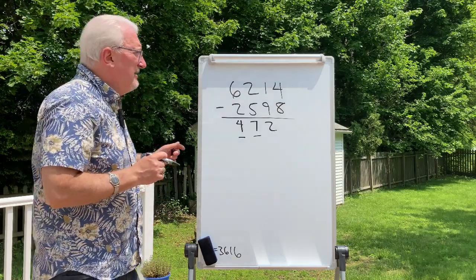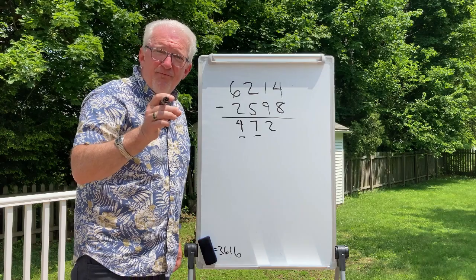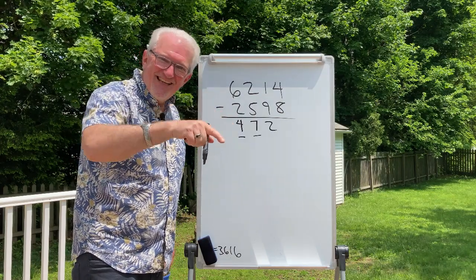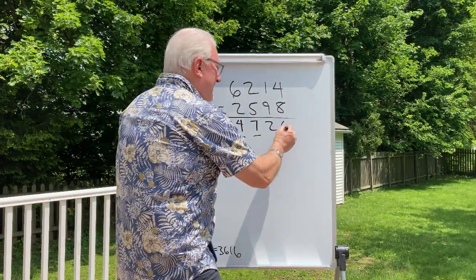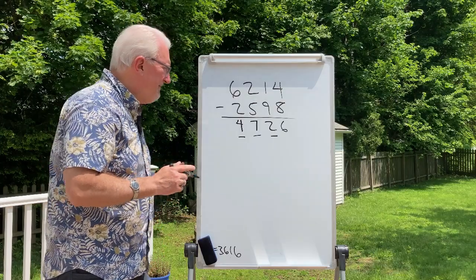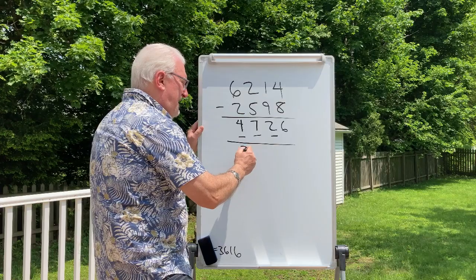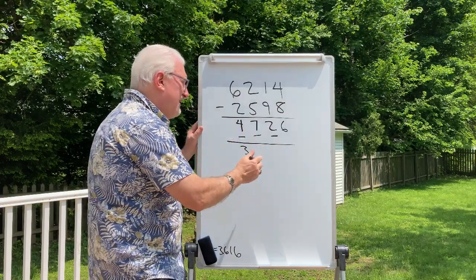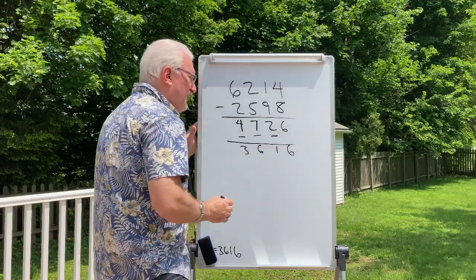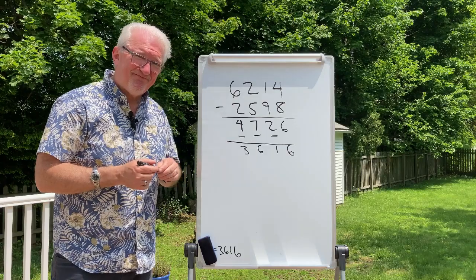Proceed to the ones column now. Again, 4 is less than 8, so we're going to do 8 minus 4. That gives us 4. But the complement of 4 is 6. And we'll put a dash under the 2 to remind us that we use the complement. Finishing it up, 4 minus 1 is 3, 7 minus 1 is 6, 2 minus 1 is 1, and then the 6 stands alone at, again, 3,616.